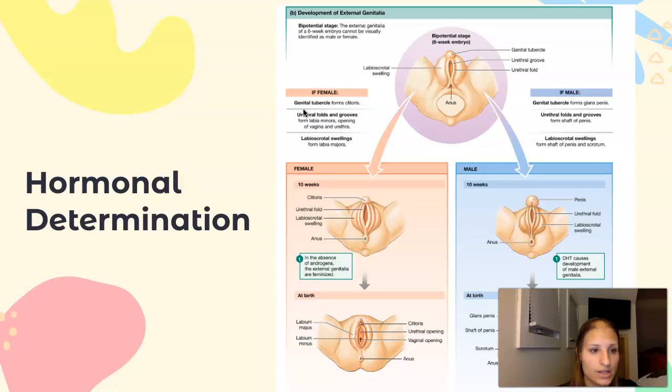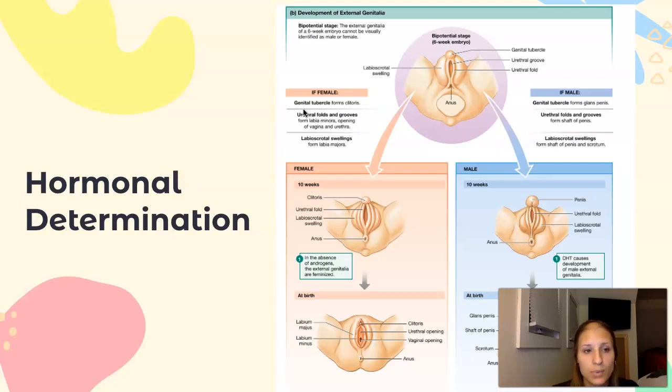And on the right side of the image, we see what happens when the bipotential gonad is masculinized. So in this case, the genital tubercle forms the glans penis, the urethral folds and grooves form the shaft of the penis, and the labioscrotal swellings form the scrotum. This masculinization of the bipotential gonad occurs in response to the presence of dihydrotestosterone, also known as DHT.